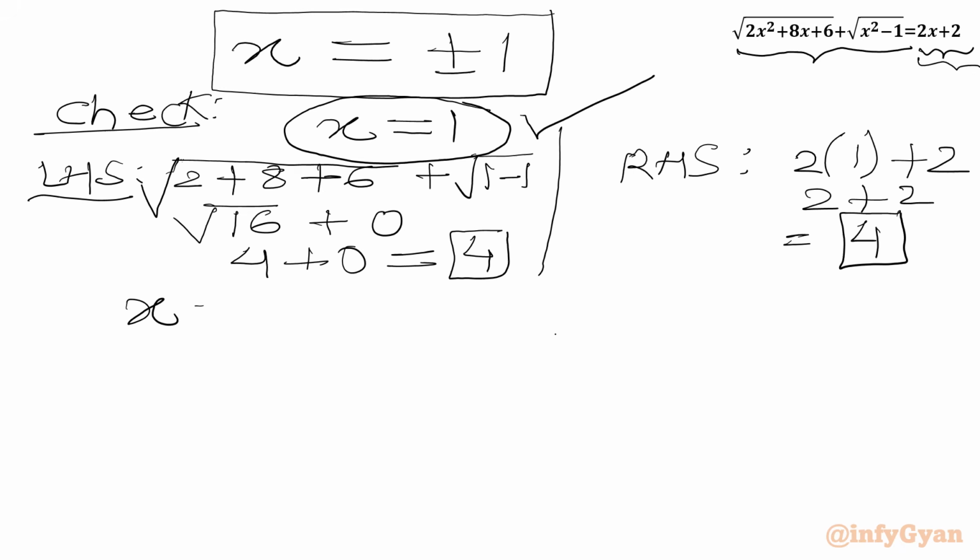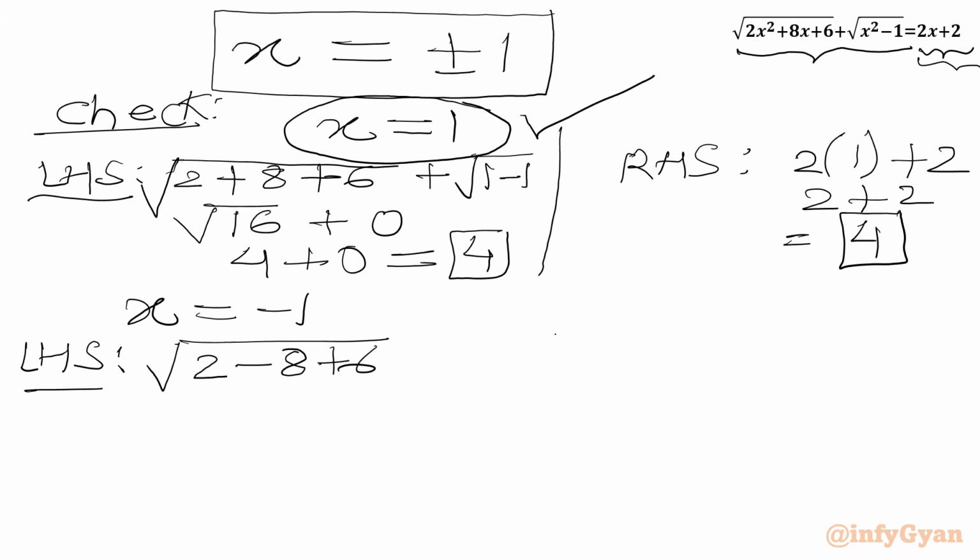Now we will verify x equal to negative 1. So let's begin with the left hand side. Square root of 2x square. We'll write here 2 times minus 1 square is plus 1. So 2 times plus 1 is 2. 8 times minus 1 is minus 8 plus 6. Plus square root of minus 1 square is 1, minus 1. So 6 plus 2 is 8. We are going to get here 0, plus square root 1 minus 1 will be 0. So our LHS is 0.